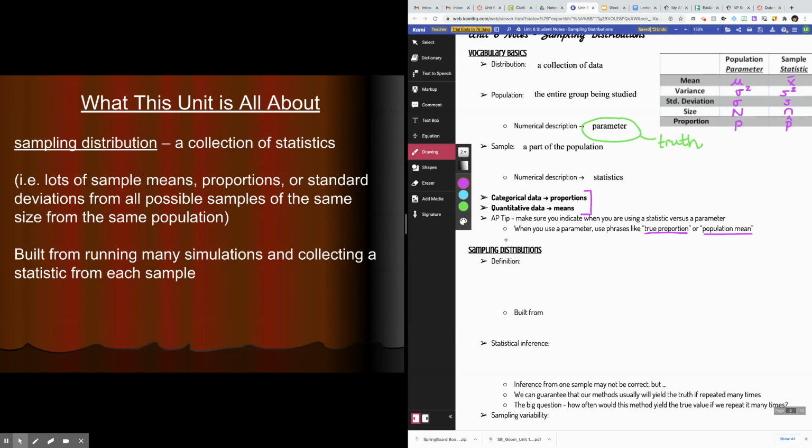Okay. All right, so let's talk about sampling distributions. Okay, so here's your definition of sampling distributions. A sampling distribution is a collection of statistics.